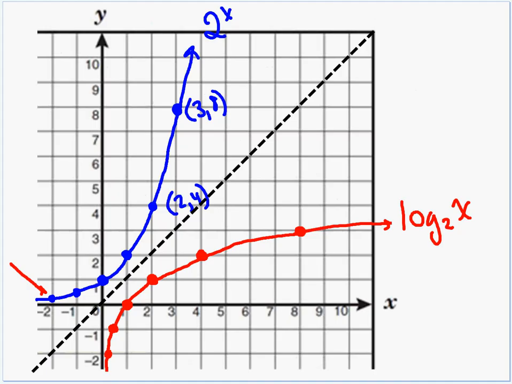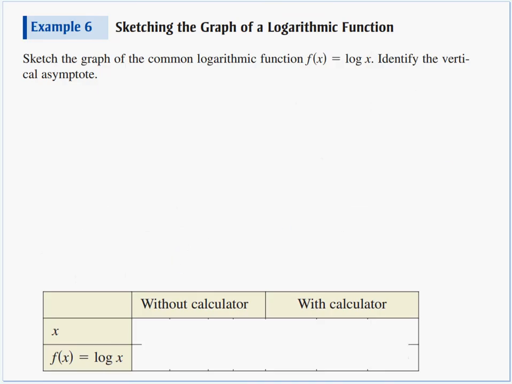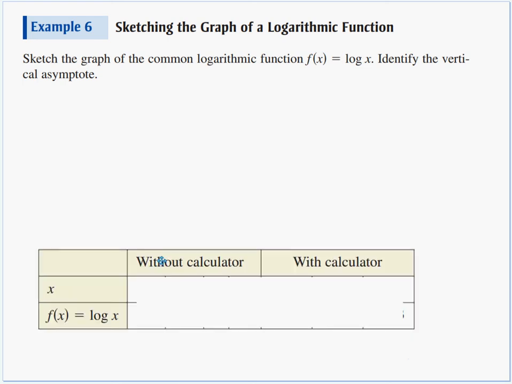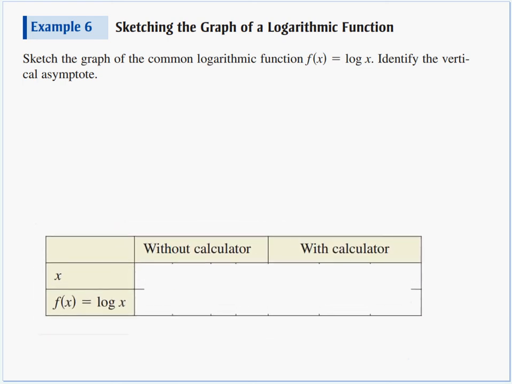Okay, example 6. Sketch the graph of the common log function, log base 10 of x. Identify the vertical asymptote. Now here in the box, we've got the option. We're going to do some numbers without a calculator and some numbers with a calculator. Like this, block that off. And let's see, what's some good ones without a calculator?